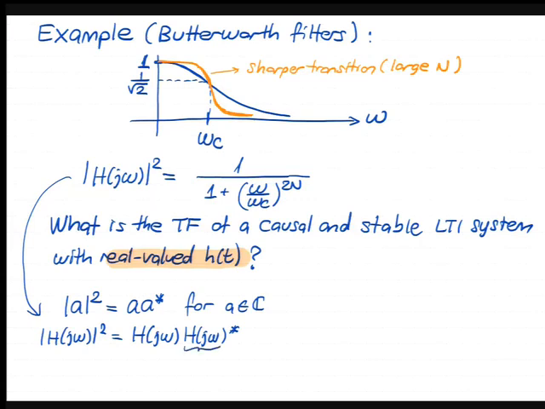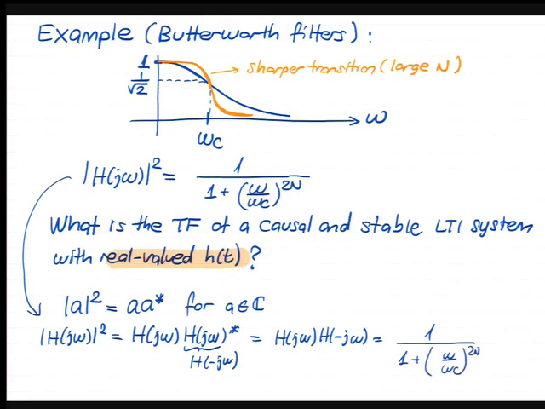This must be h of negative j omega, the complex... what was it called? The conjugate symmetry property, right? That follows from h being real valued. So we have h of j omega times h of negative j omega, and I know what that should be equal to. It should be 1 over 1 plus omega by omega c to the power 2n.